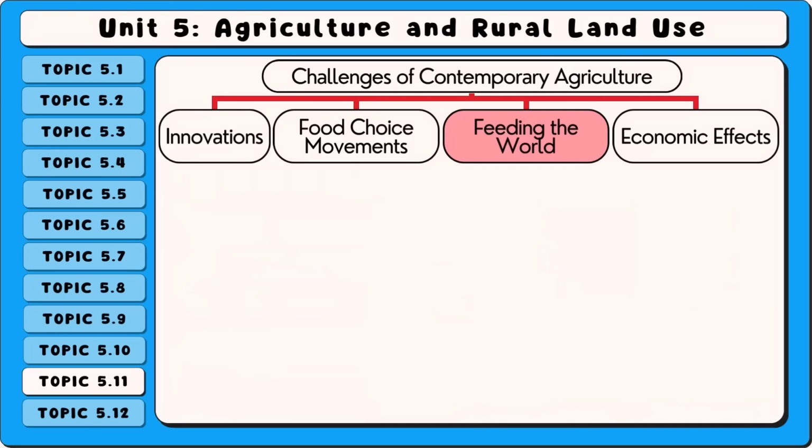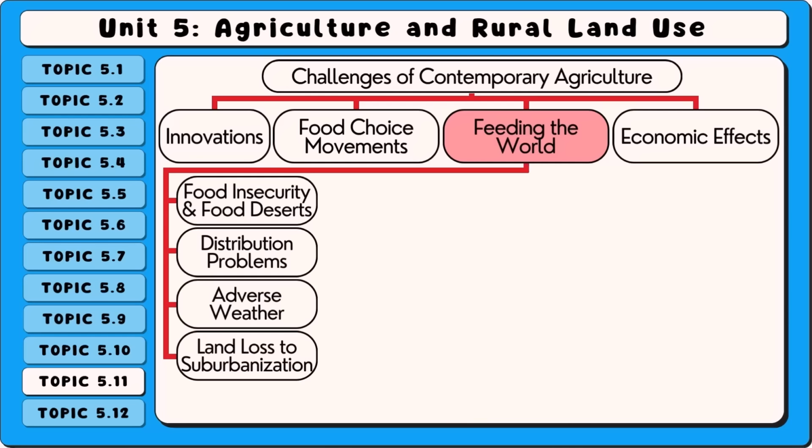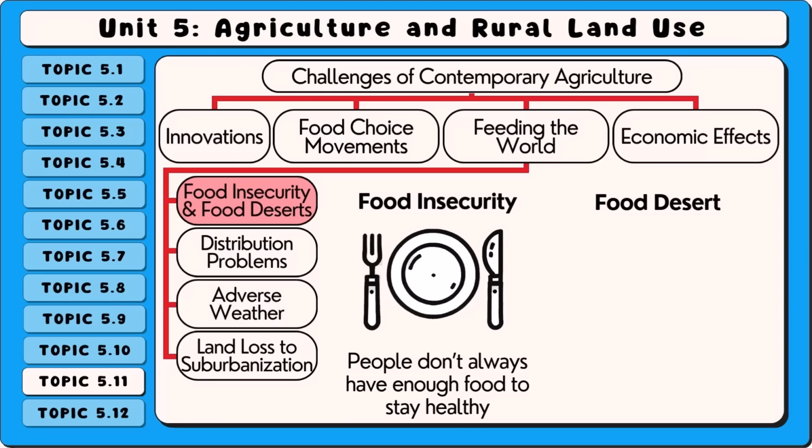Now let's move to the third part of this lesson, the challenges of feeding the global population. We'll talk about 4 key challenges: food insecurity and food deserts, problems with distribution, bad weather, and the loss of farmland to suburban growth. First is food insecurity and food deserts. Food insecurity means people don't always have enough food to stay healthy.